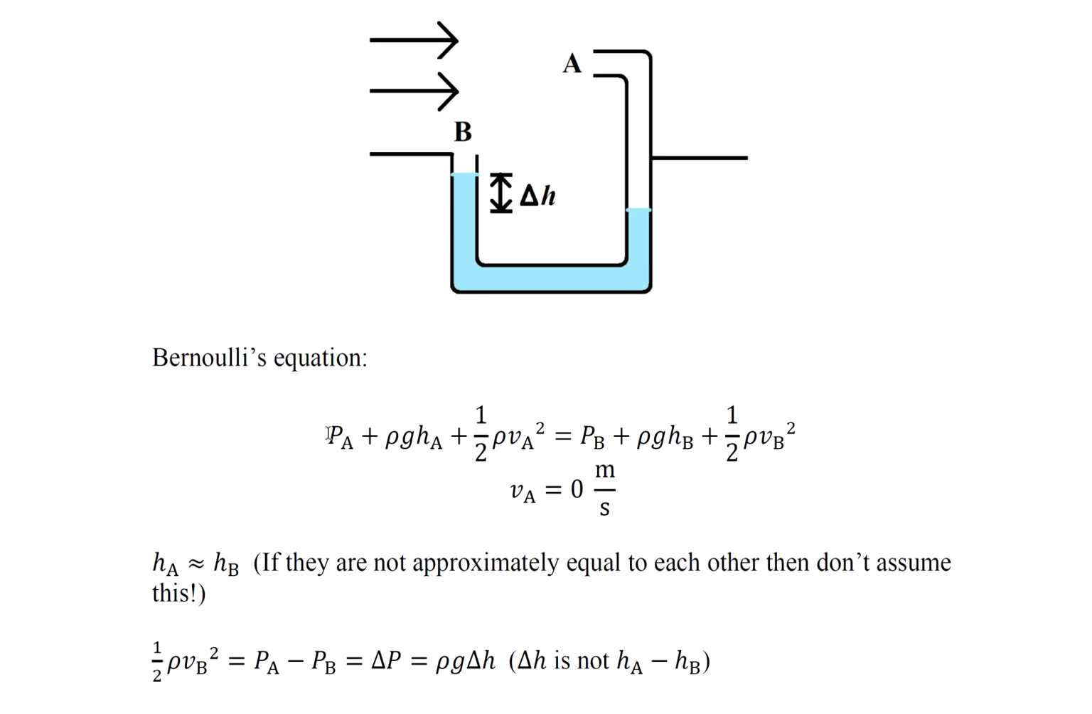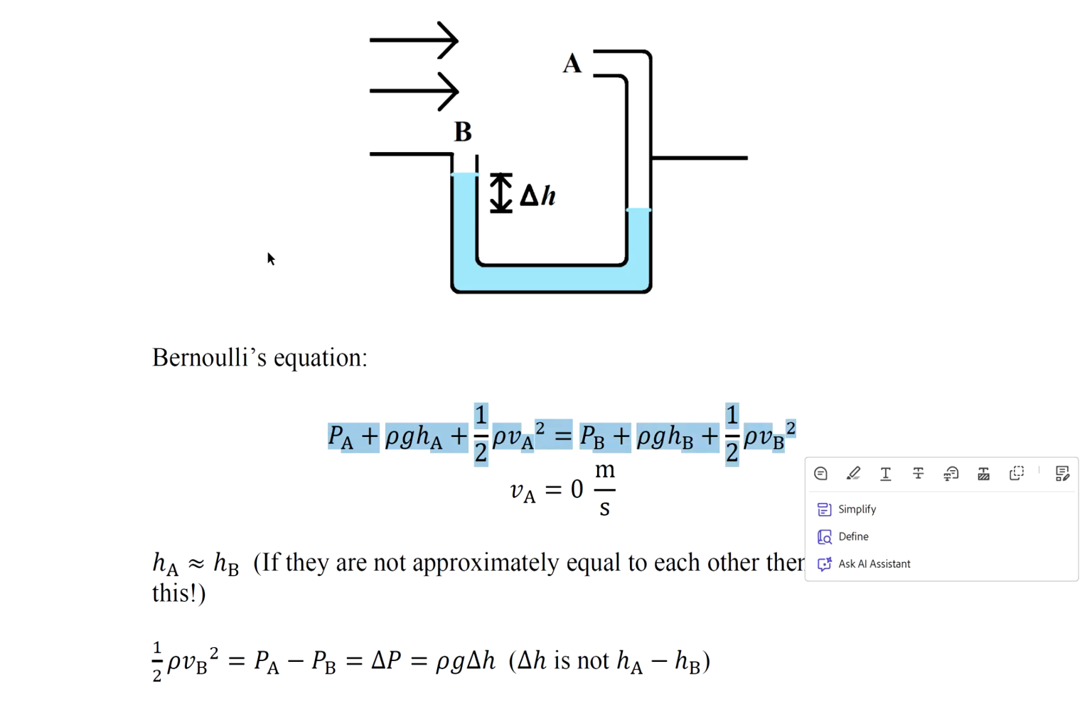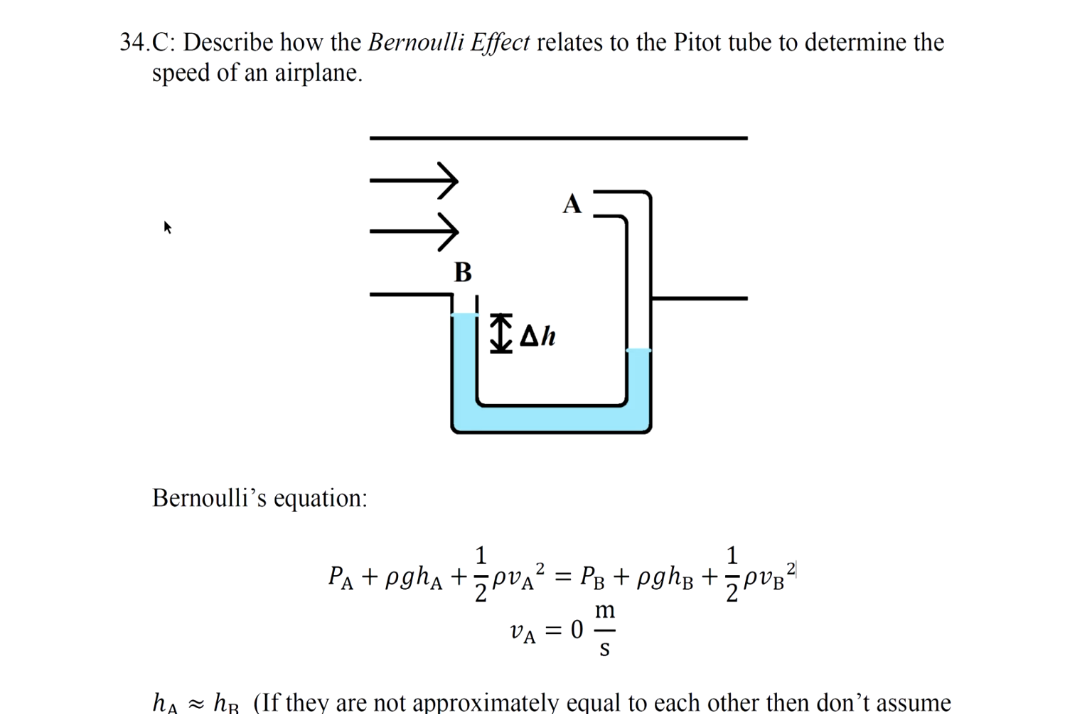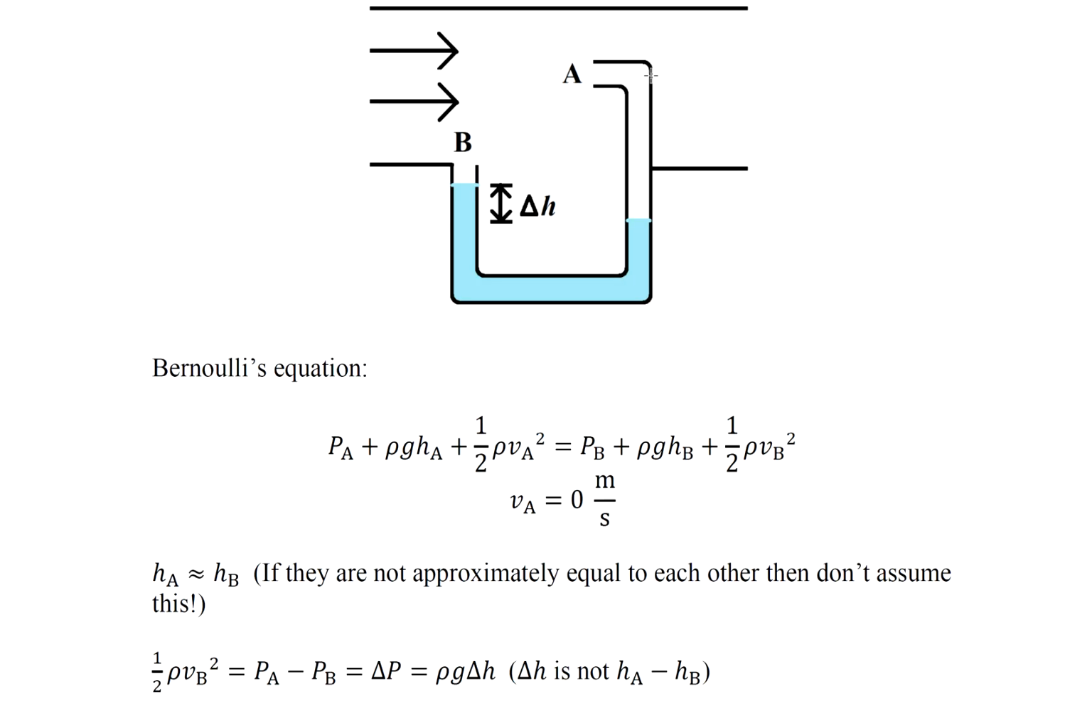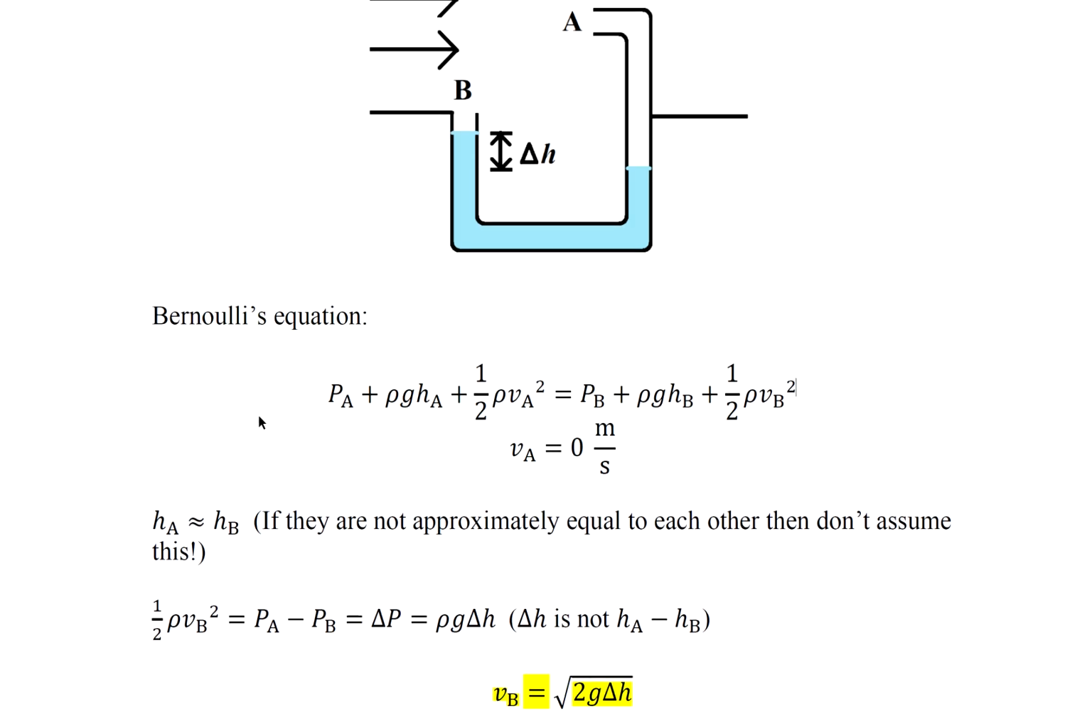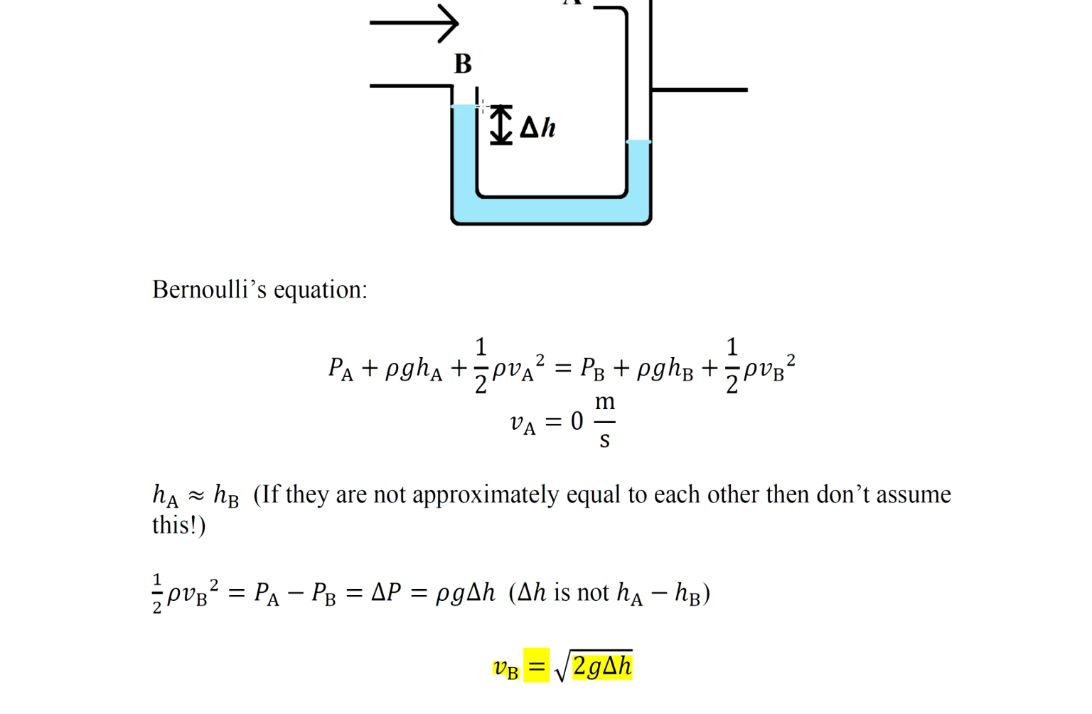So Bernoulli's equation tells us this. V sub A is equal to 0 meters per second, because the wind just hits this part and it stops. H sub A is about H sub B, which is not equal to delta H. So this is delta H here.